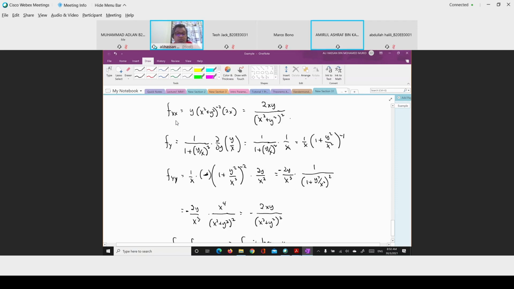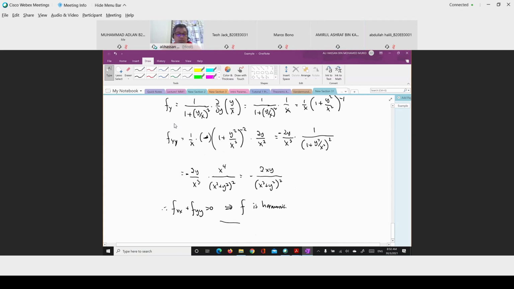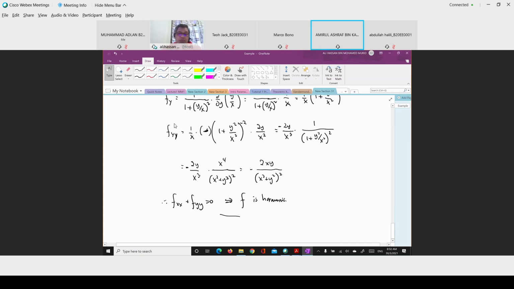Doctor, how come the x to the power of 4? You see this one here? This can be written as 1 over x squared plus y squared over x squared, squared, right? So that's why it is equal to x to the power of 4. Okay, understand. This is just algebra work.